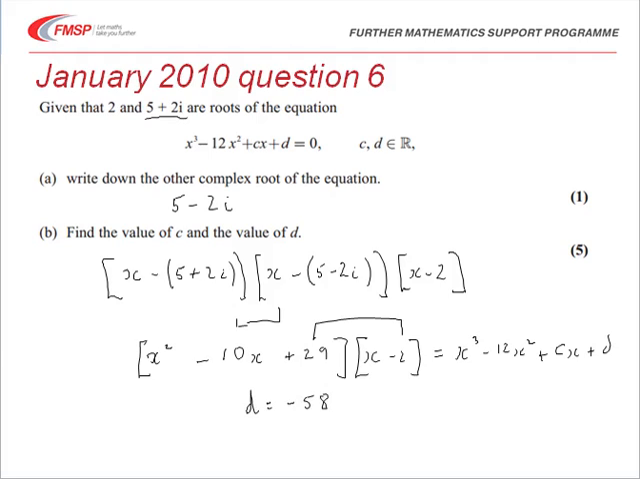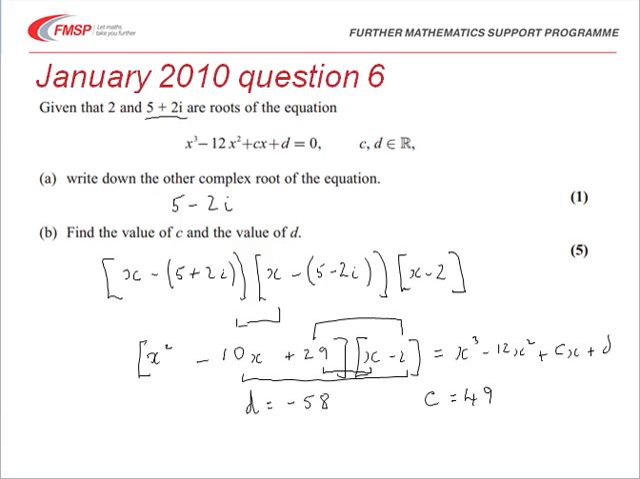The c value is the coefficient of x. Now that comes from two places on the left hand side, 29 multiplied by x and then the negative 10 multiplied by the negative 2. So in total then we have on the left hand side 20 plus 29, which is a total of 49.